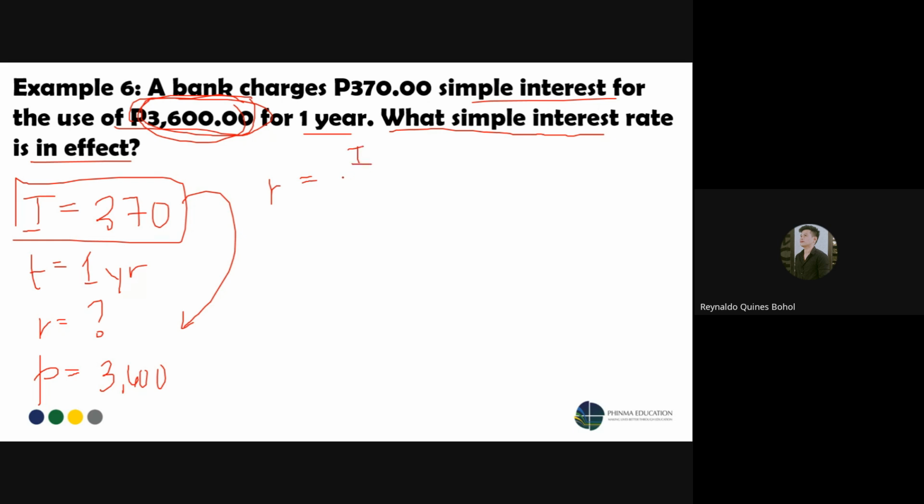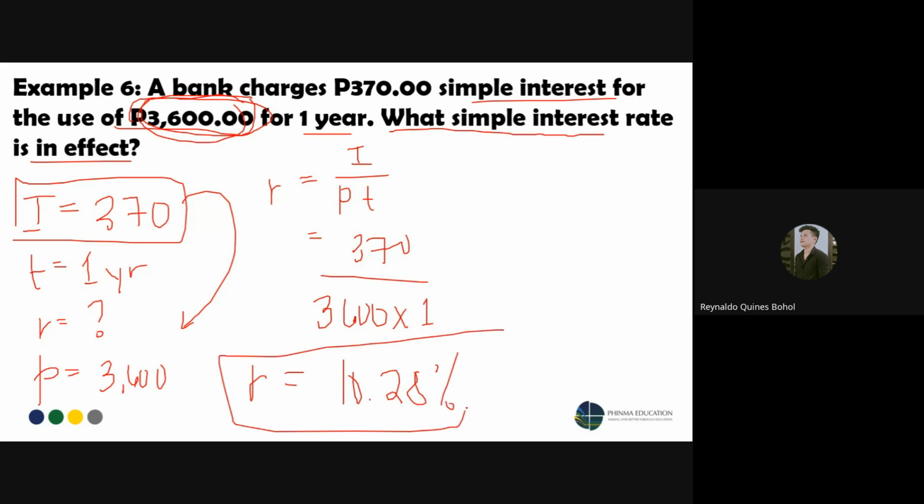The formula is I over PT. So I here is 370, over 3,600 multiplied by the time, which is 1 year. Then what is the rate? Express your answer in percentage. 10.28%. Very good. Thank you so much, Danny and Kent Margaret.